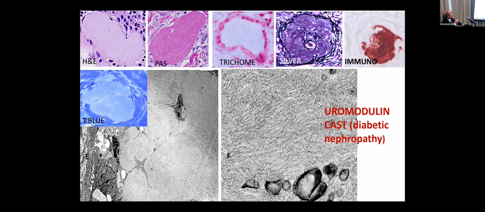That is the typical H&E picture. Pale material, strongly PAS positive, and that is the very transparent trichrome stain, and the silver stain shows a variable amount of silver stain positivity. And when you do the immunohistochemical staining for uromodulin, it's strongly positive. And that is the way the thick section would look like, and that is the way electron microscopy looks like.